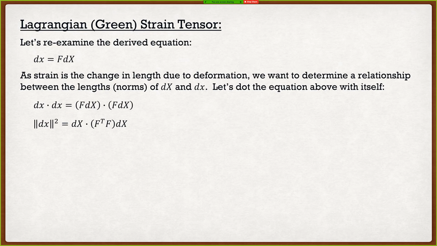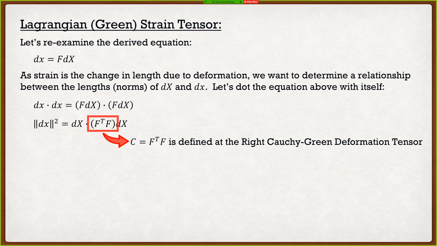Now on the other side, I have dX dotted with F transpose F times dX. And this is going to be the key here. So we're going to take that component F transpose F and call it C, where C is defined as the right Cauchy-Green deformation tensor. Now that's a mouthful. Don't worry about that one too much because we're not going to deal with it too much. It's just more for the purposes of derivation.